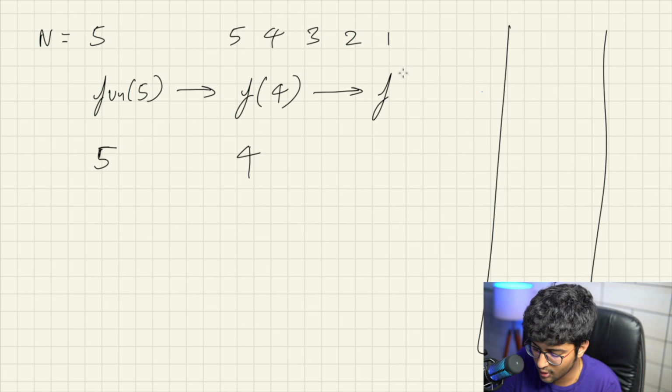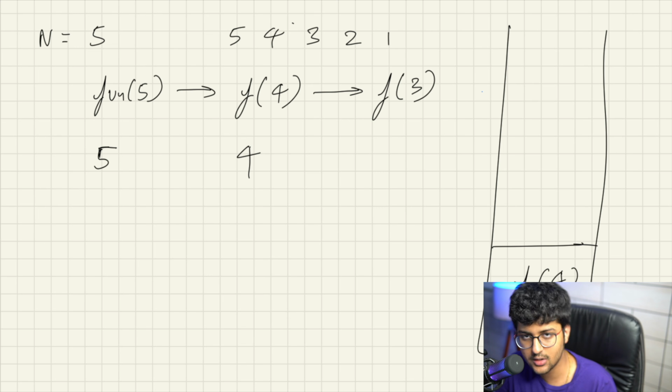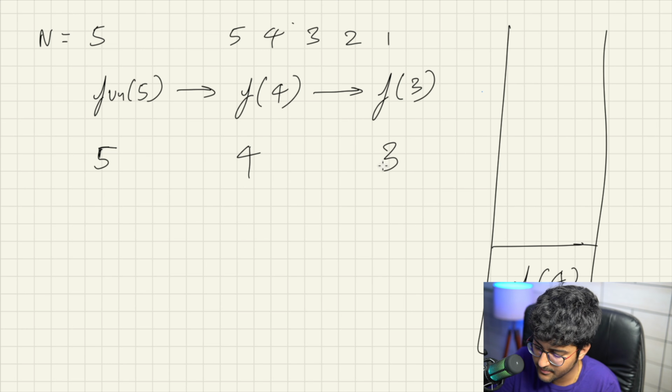Like same function call with argument 3. Can you please print 3, 2, 1? And by that time, I'm going to be resting in the stack. And f of 5 is also resting in the stack. F of 3 is going to be like, yeah, sure, I can print 3.